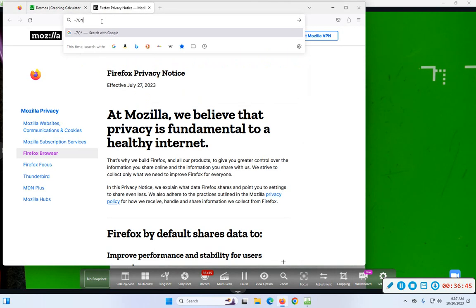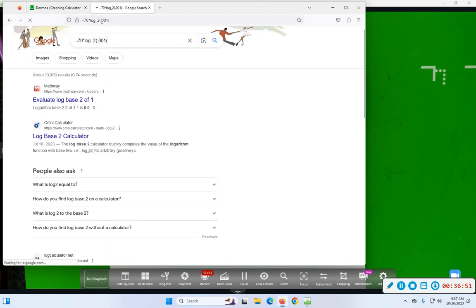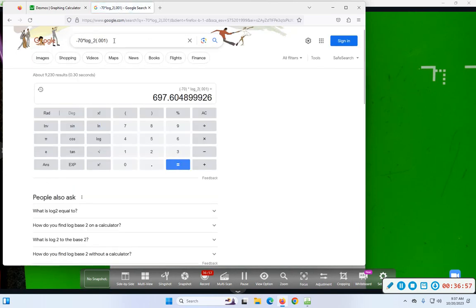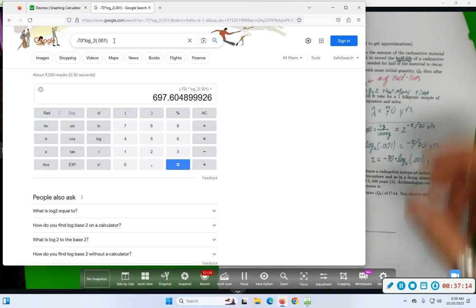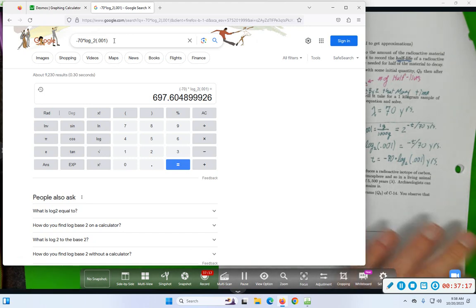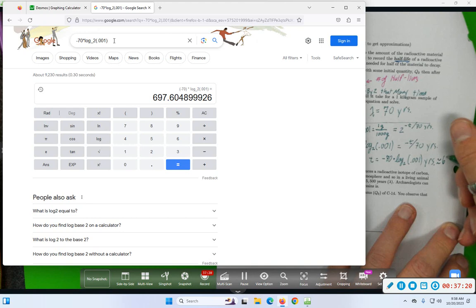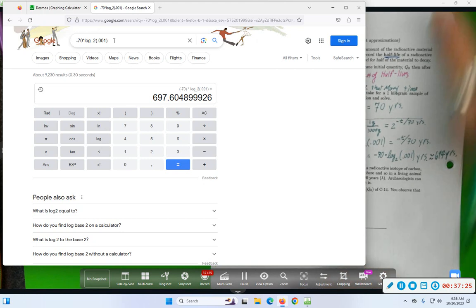Negative 70 times log base 2 of 0.001. Oh, well maybe it's just, there we go. Is it actually negative? No, because log base 2 of 0.001 is negative already. So you needed an extra negative sign to cancel out that hidden one. So, in fact, we even get a decimal approximation now. We see that it will take about 697 years. Neato.